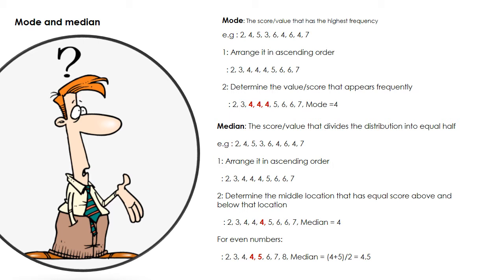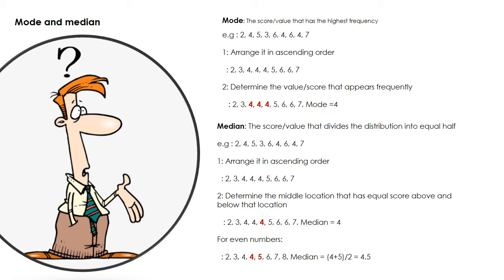So I rearrange it: 2, 3, 4, 4, 4, 5, 6, 6, 7. What you need to do next is determine the middle location that has equal scores above and below that particular location. If you notice, how many scores do you have? You have 1, 2, 3, 4, 5, 6, 7, 8, 9. So 9 scores. If I count from here, 1, 2, 3, 4, and then another 4 here.